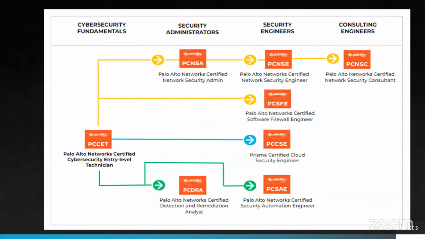One more doubt: can we directly go for the PCNSE by skipping the PCNSA certification? Unlike Cisco, which has a hierarchy where most people say you need to do CCNA, CCNP, and CCIE, here there is no such hierarchy. You can directly go to any kind of certificate you want. You can go to the PCNSE or PCNSA, whatever you want. You can directly go for the PCCSE. Thank you so much. It depends.